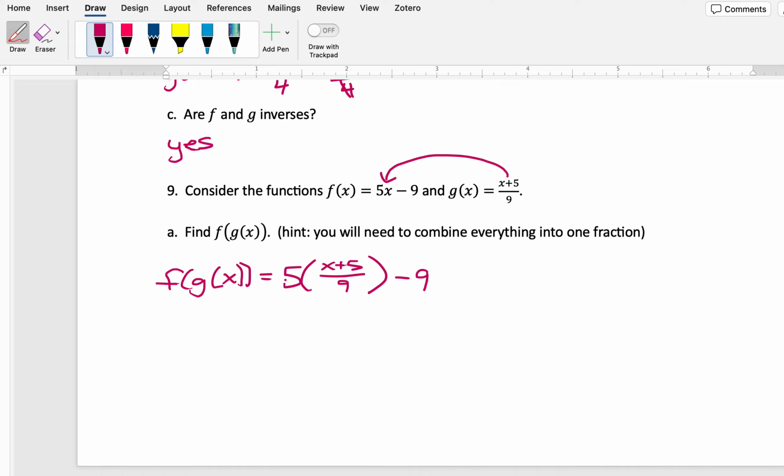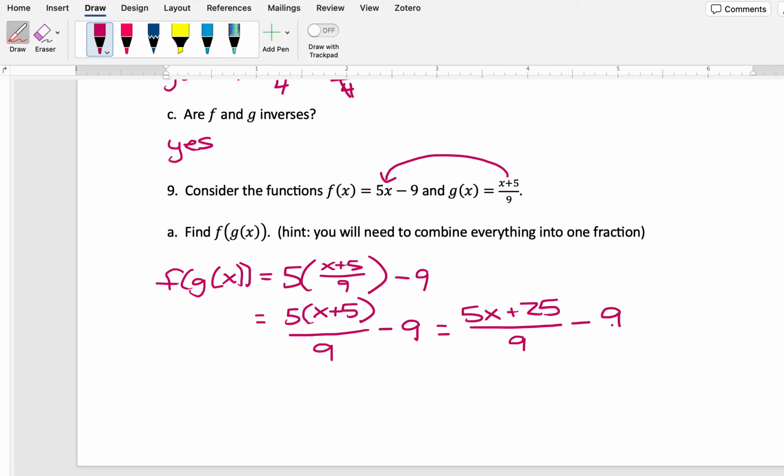Now, here we have a 5 and a 9. Those aren't exactly going to cancel out. We have a little bit more work to do here. So I'm going to put the 5 in the top of the fraction like I did before. It's going to be multiplied by x plus 5. So I'm writing it in parentheses like that so that I know that everything is multiplied by 5. 5 times x plus 5, when I distribute that out, I get 5x plus 25. And then don't forget this minus 9.